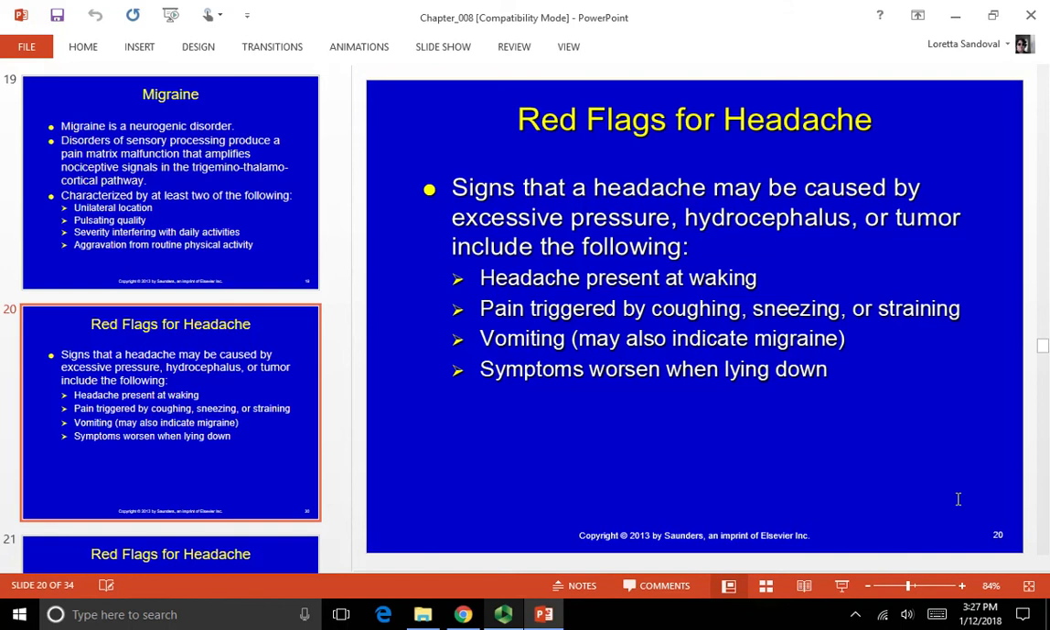Headache present at waking. Pain triggered by coughing, sneezing, or straining. Vomiting, but that may also indicate a migraine in absence of the other red flags. And the symptoms worsen when lying down rather than getting better. So that might be caused by excessive pressure, or hydrocephalus, or a tumor can cause excessive pressure.